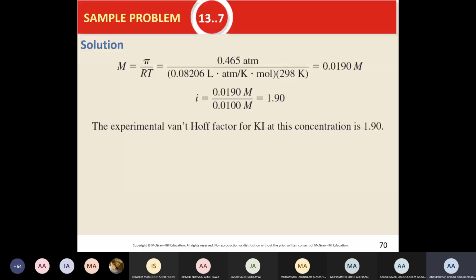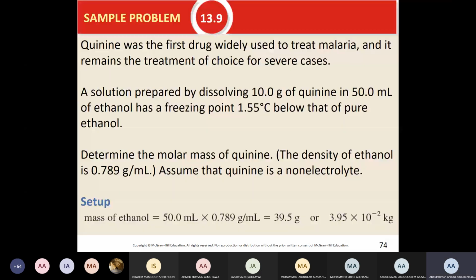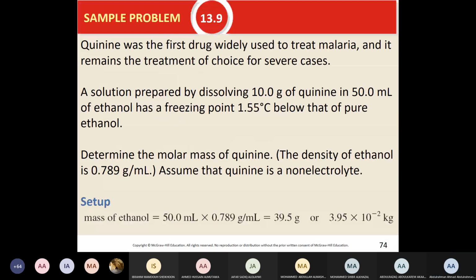Okay, good. Now something else. Okay. Quinine, let's solve this problem. Quinine was the first drug widely used to treat malaria.